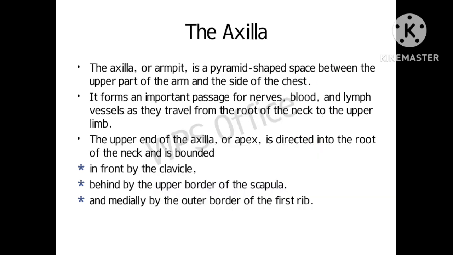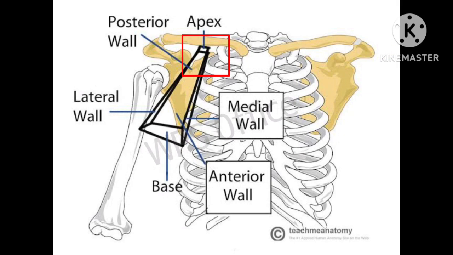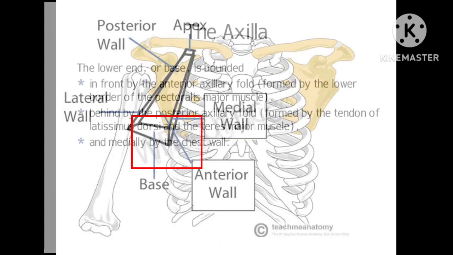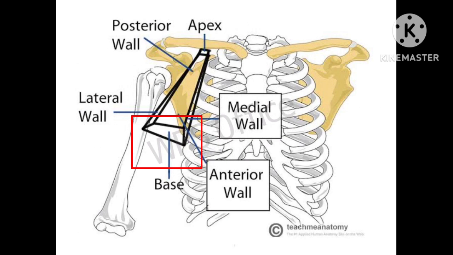The upper end of the axilla, or apex, is directed into the root of the neck and is bounded in front by the clavicle, behind by the upper border of the scapula, and medially by the outer border of the first rib. The lower end, or base, is bounded in front by the anterior axillary fold, formed by the lower border of the pectoralis major muscle, behind by the posterior axillary fold, formed by the tendon of latissimus dorsi and the teres major muscle, and medially by the chest wall.